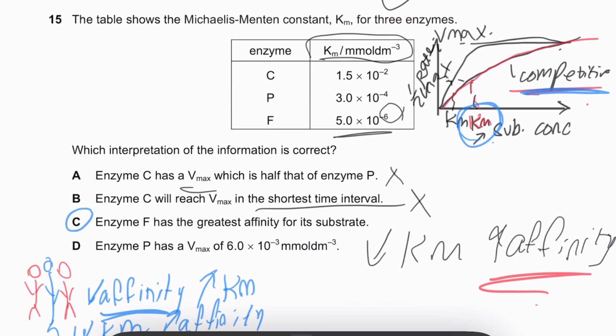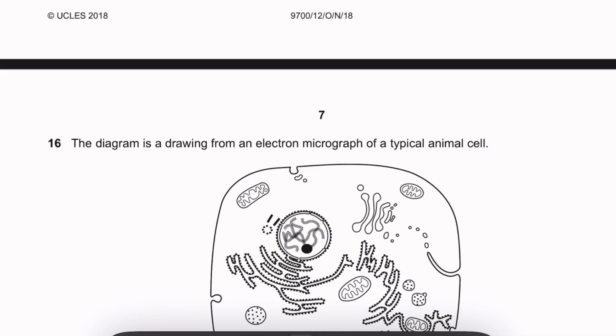Let's look at the last option. Enzyme P has a Vmax of 6.0. Again, we cannot determine the Vmax. Perfect. Okay, question number 16.